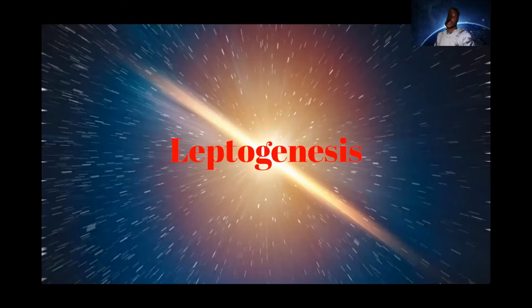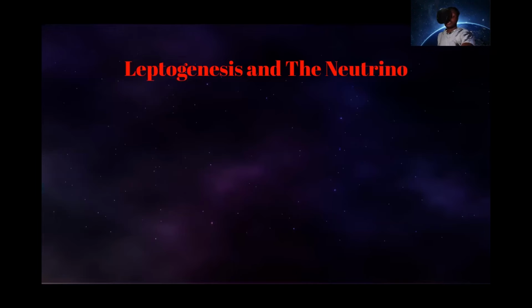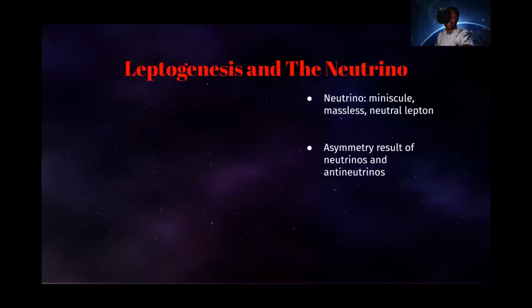Another very prominent theory about how matter edged out antimatter is that of leptogenesis. Leptogenesis suggests that the matter-antimatter asymmetry is a result of neutrinos and antineutrinos in the universe. So what are neutrinos? These are minuscule, massless particles that travel through space.